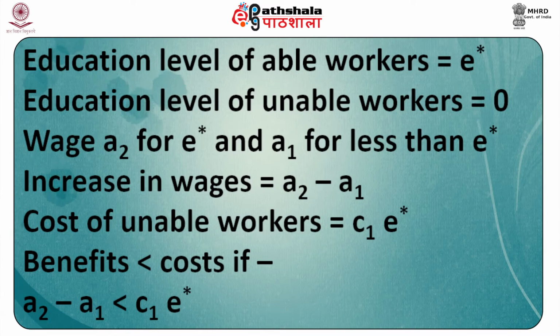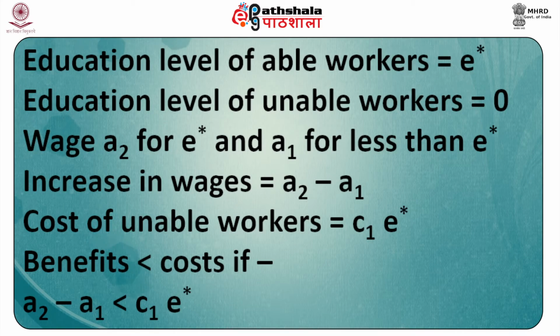Would it be in the interest of an unable worker to purchase education level E star? The benefit to the worker would be the increase in wages, A2 minus A1, and the cost to the unable worker would be C1 E star. The benefits are less than the cost if A2 minus A1 is less than C1 E star. But this condition holds by the choice of E star. Hence, this implies that the unable workers find it optimal to choose a 0 educational level.